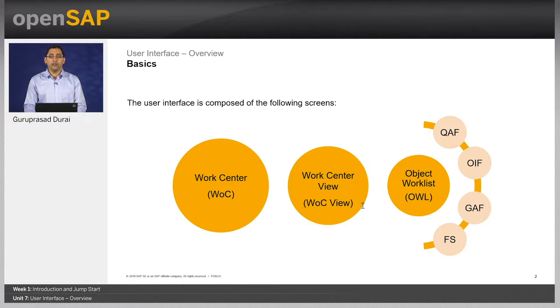Quick Activity Floor Plan, in short QAF, as the name suggests, allows an instance of a business object to be created by entering a very minimal set of data. OIF, or Object Instance Floor Plan, provides a detailed view of all the contents of a business object. Guided Activity Floor Plan, in short GAF, as the name suggests, guides you step by step to create an instance of a business object. And the last, Fact Sheet, provides an overview of an instance of a business object. Data cannot be modified in this screen; it is only for viewing purposes.